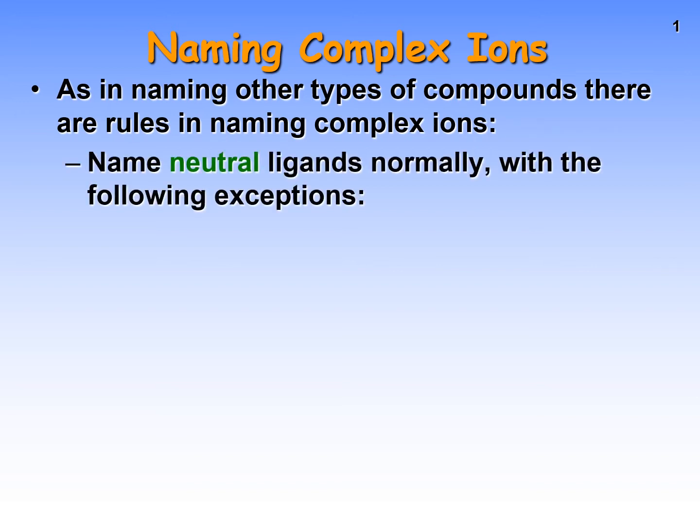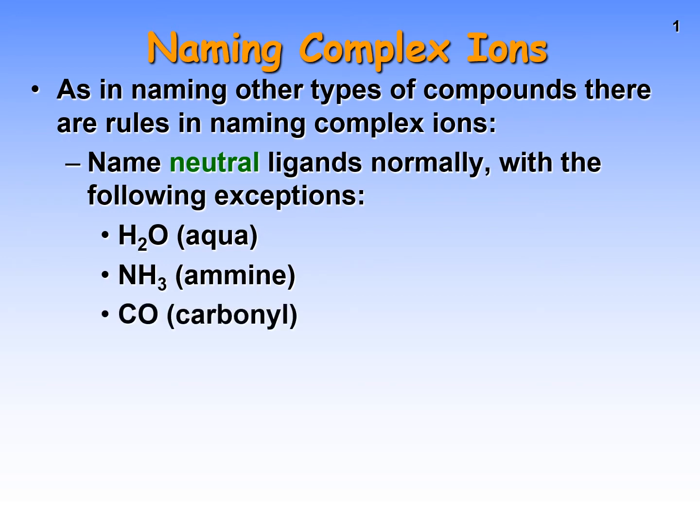And in complex ions, the first thing we need to worry about is whether the ligand is neutral or not. Now, if the ligand is neutral, then we name it normally. So whatever it is, we just name it that, right? For instance, if we had carbon dioxide, then we would name it carbon dioxide. But if it's water, we have a special name for it, and that's aqua. Or NH3 is not ammonia, it's amine. And finally, if it's carbon monoxide, we don't call it carbon monoxide, we call it carbonyl. These three names are the names we use for these ligands, and you should know them. I shouldn't have to tell you what they are.